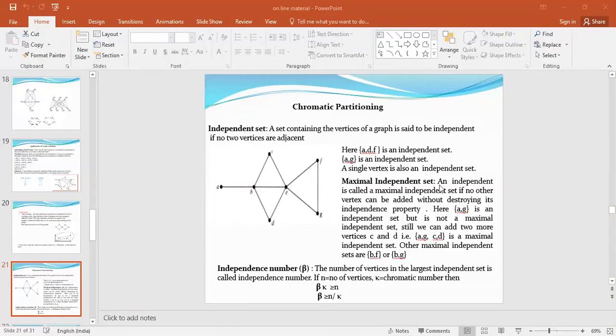Maximal independent set, you can't include any other vertex in that category.